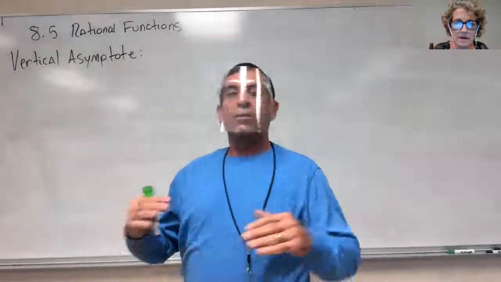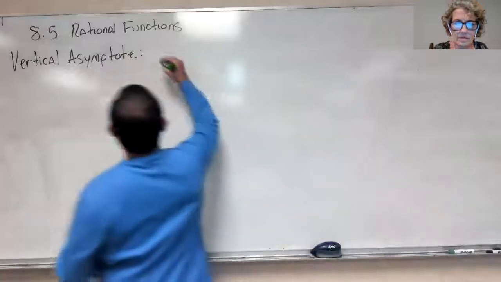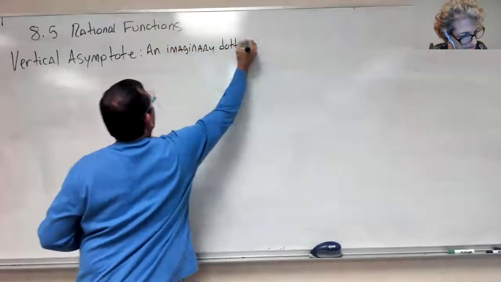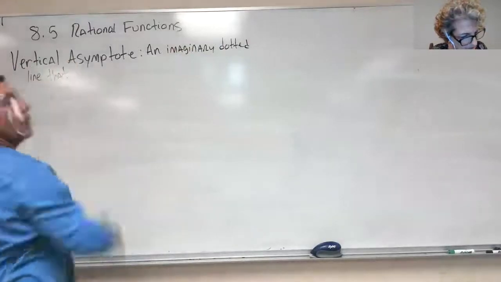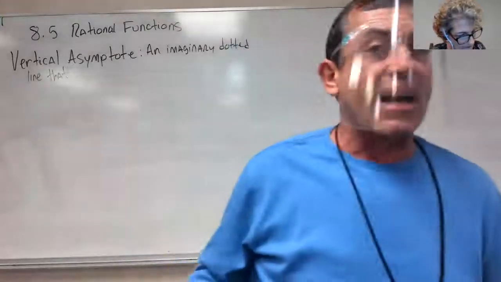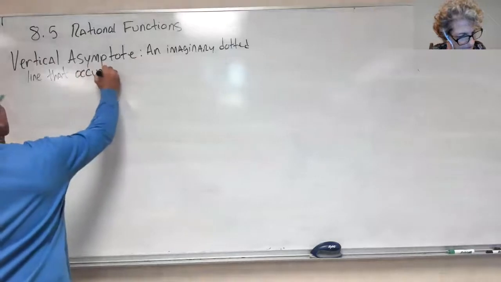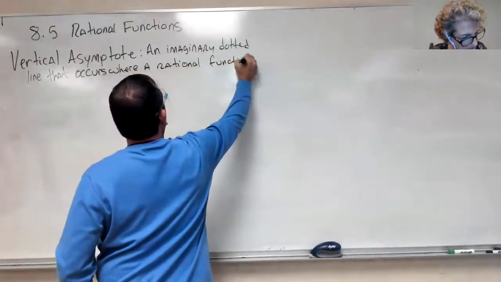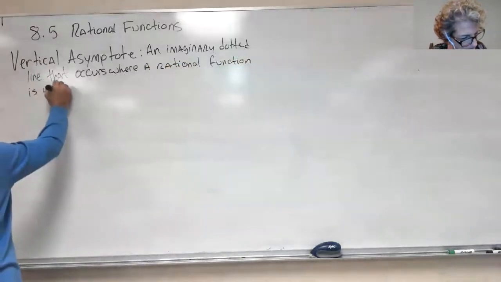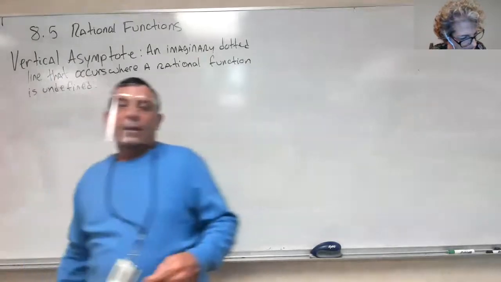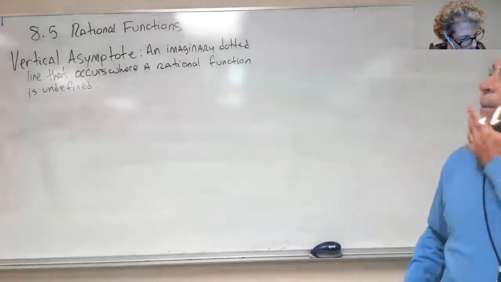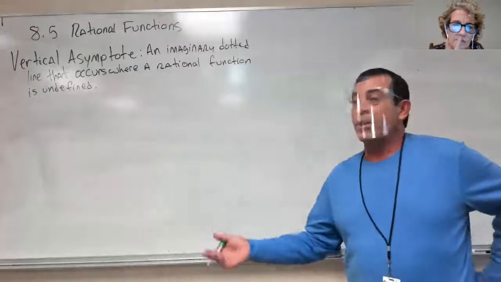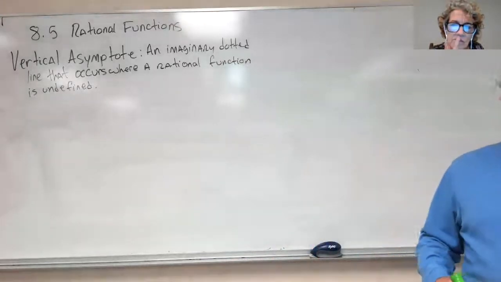When we draw a graph, it's going to be like an imaginary dotted line that occurs where a rational function is undefined. And since we went through 5.1, and even in the beginning of the year, vertical asymptotes are going to happen where those solutions are when we're setting that denominator equal to zero, because those are the numbers that make it undefined. So those are going to be the numbers where the vertical asymptotes actually occur, okay?